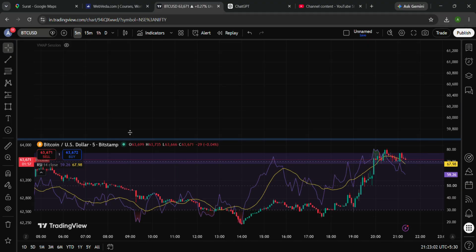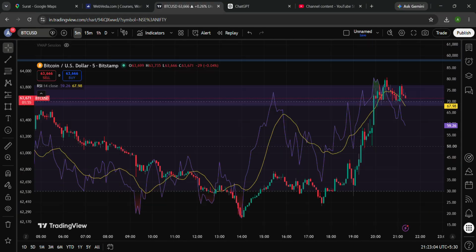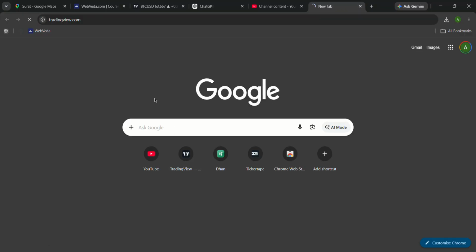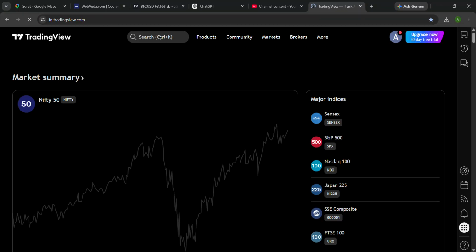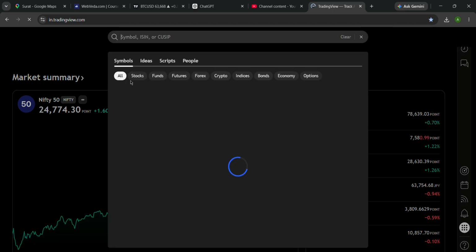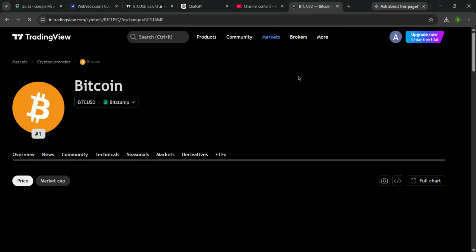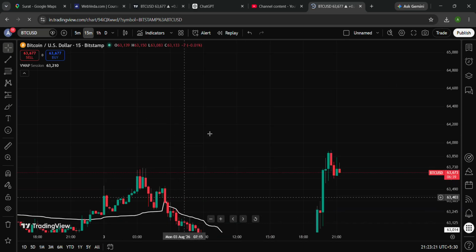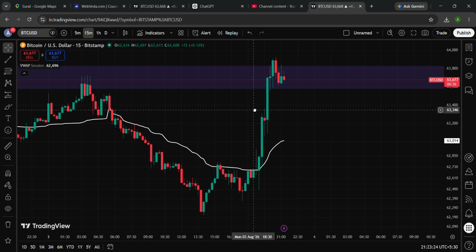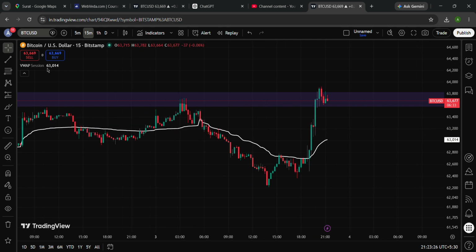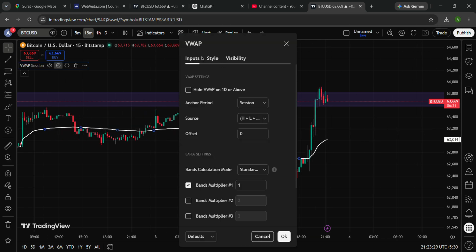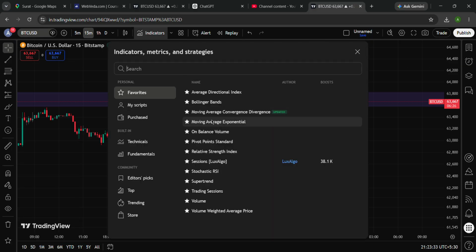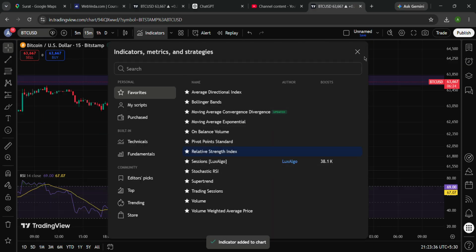Let me give it some seconds. I don't know what is happening. I think it is some kind of glitch or something else, so give me 1 second. Okay, let me switch to the BTC chart, and here is our chart, and let me exit this. Okay, let me delete this and search here for RSI, Relative Strength Index.